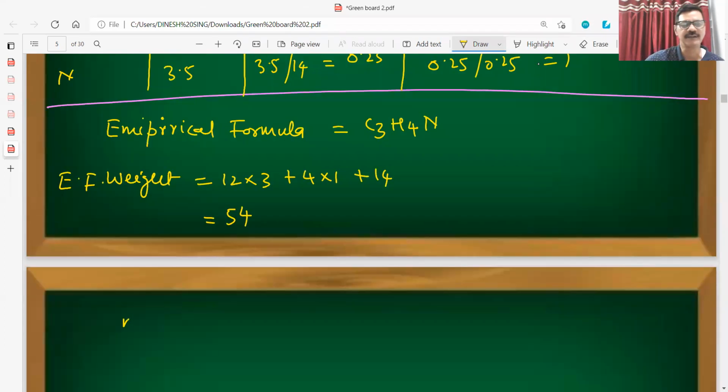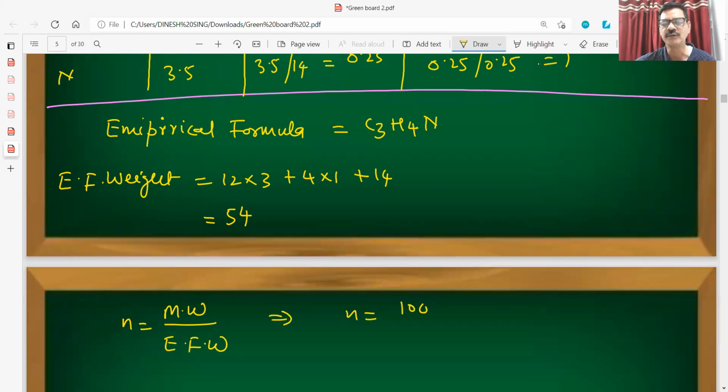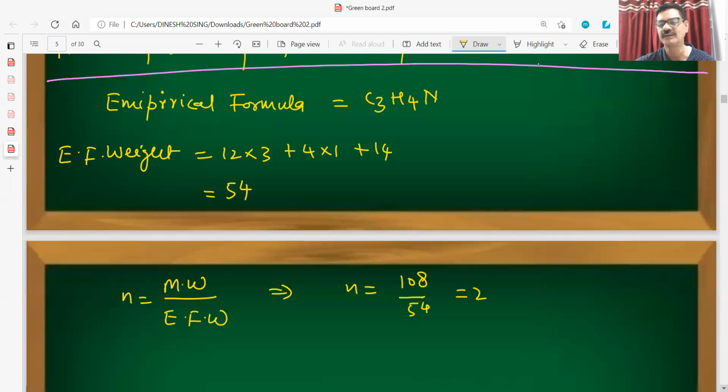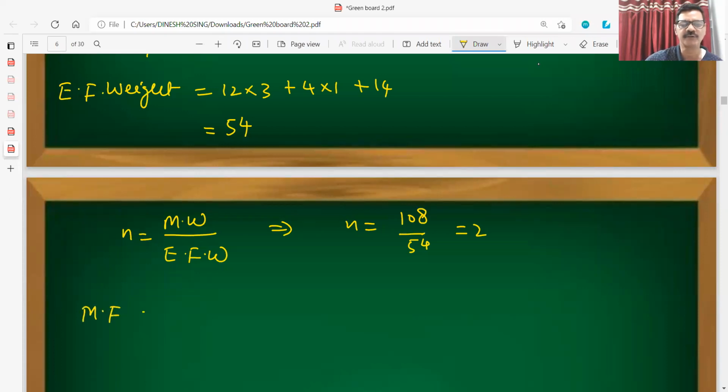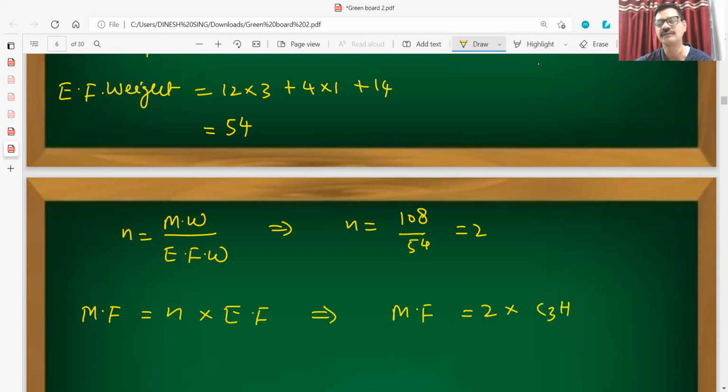And now we can calculate the value of n. That is the molecular weight divided by the empirical formula weight. So n will be equal to 108, the given molecular weight, divided by 54, which equals 2. So the molecular formula will be n into the empirical formula, that is 2 into C3H4N. So this will be C6H8N2. This is the molecular formula of the compound.